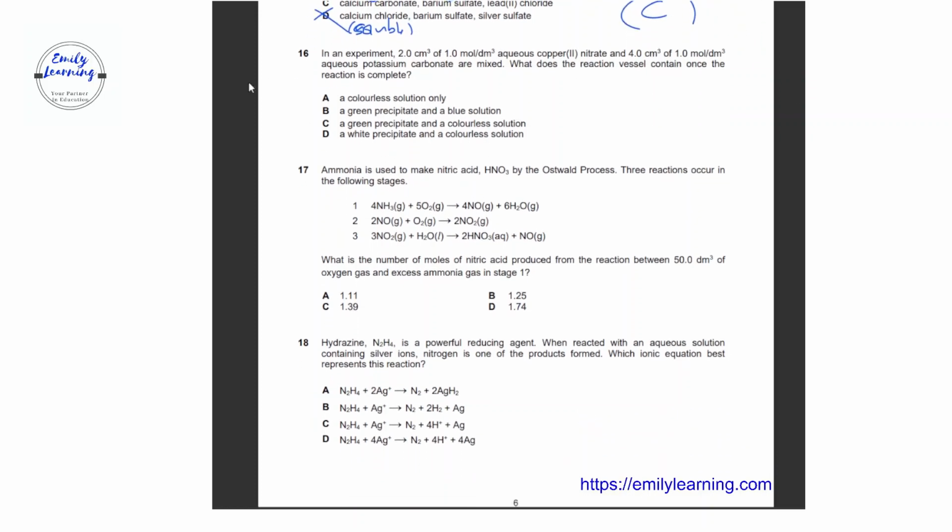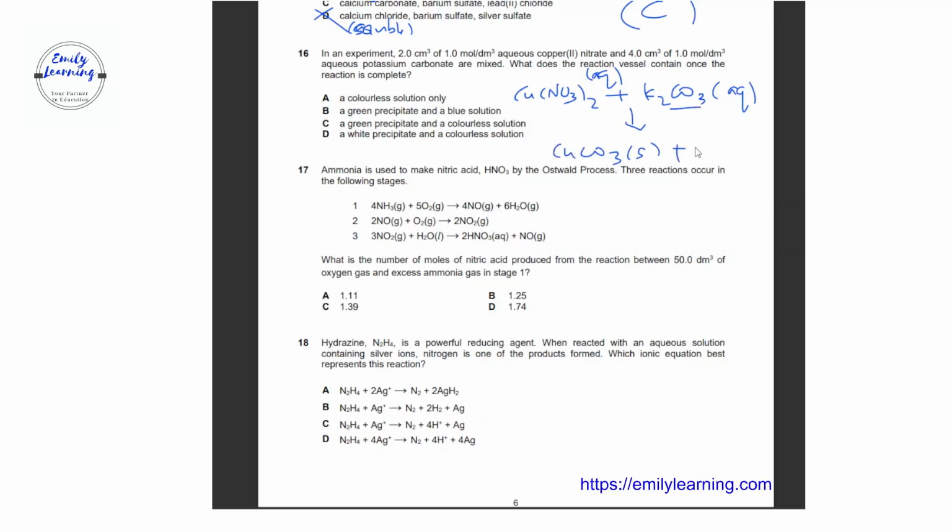Next, let's move on to 16. In an experiment, 2 cm³ of 1 mole per dm³ of aqueous copper(II) nitrate and 4 cm³ of 1 mole per dm³ of aqueous potassium carbonate are mixed. What does the reaction vessel contain once the reaction is complete? So we have Cu(NO3)2 added to K2CO3. It's a salt and a salt, and we have never learned this reaction. It's not an acid-base, acid-carbonate, or acid-metal reaction. So it's a precipitation reaction. Why do I know that? Because a lot of carbonates are insoluble.